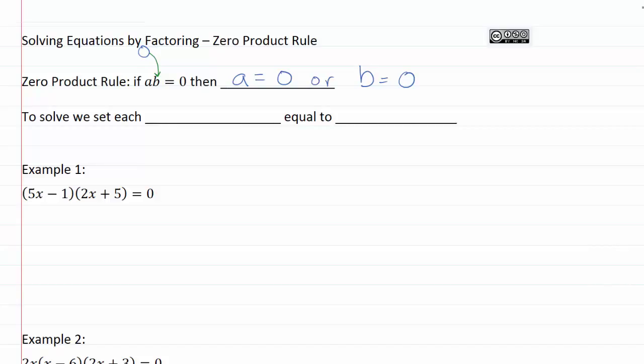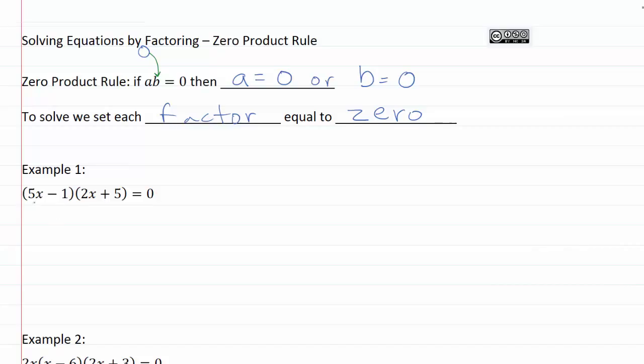So, when we have a larger expression equal to 0, we can set each factor equal to 0 and continue solving. So let's see how that works out in this first example.